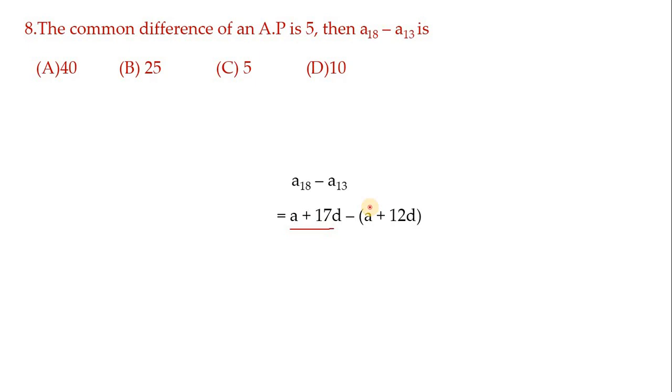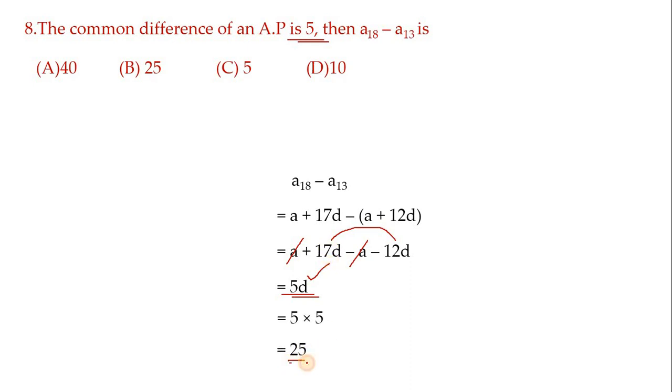These two, write as it is. Plus A into minus is minus A. Next, plus into minus is minus, hence we'll get minus 12D. This we get. And here now plus A and minus A get cancelled, and in 17D if you subtract 12D, we get 5D. And look at the problem. Here the common difference is given as 5, meaning D is 5. So in this place substitute 5. So 5 into 5 gives 25. Hence the correct option is D.